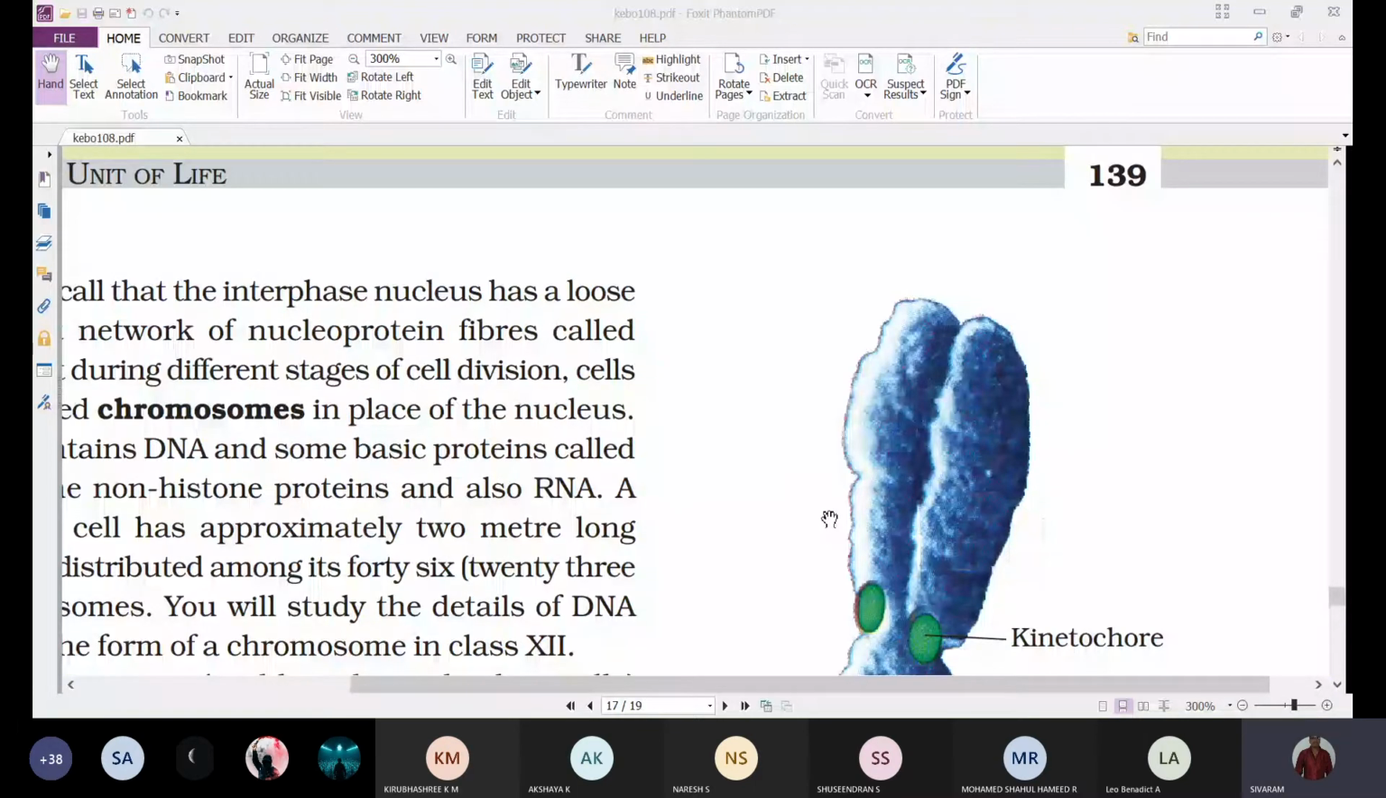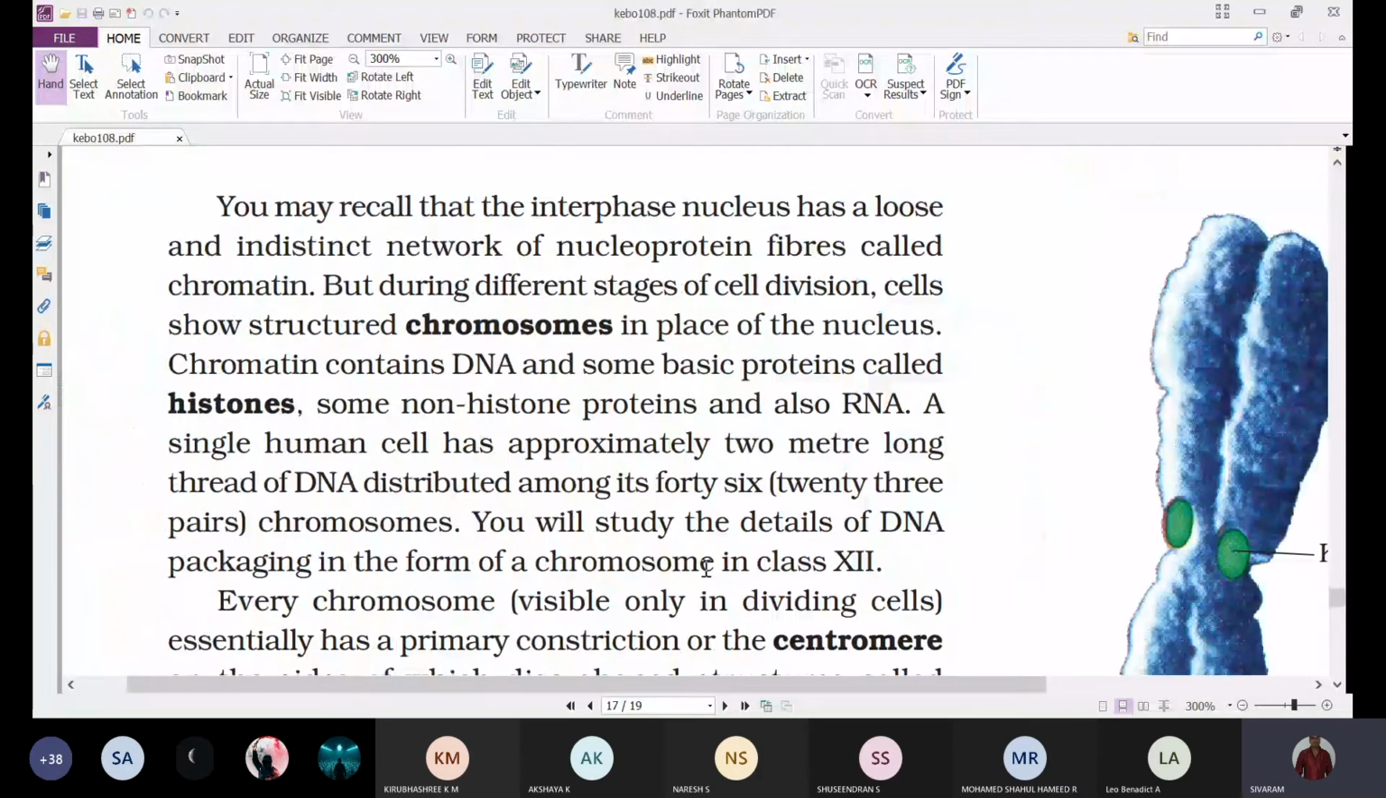Next, coming to the structure present in the nucleoplasm: you may recall that the interphase nucleus has a loose and indistinct network of nucleoprotein fibers called chromatin. So this chromatin is present in the nucleoplasm, as a loosely arranged network of nucleoprotein fibers, which we call chromatin.